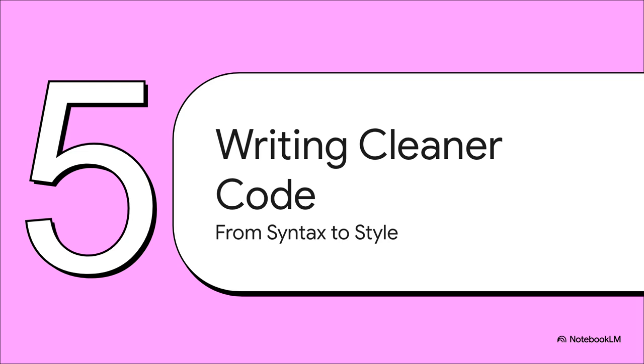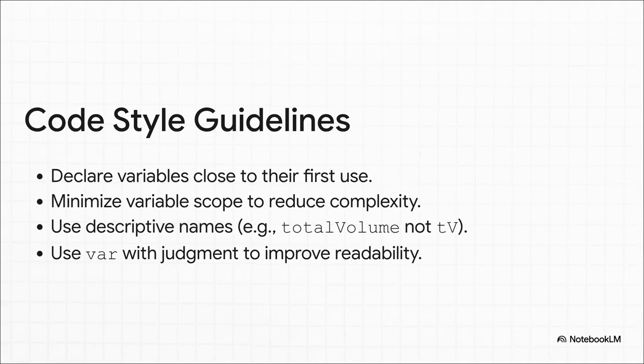All right, let's bring all of this home. Because knowing the rules of the language, the syntax, that's just step one. Using those rules to write code that's elegant, clear, and easy to maintain, well, that's a whole other skill. It's about developing good style. So here are some really solid guidelines. Always try to declare a variable as close as possible to the first place you actually use it. It just makes code so much easier to follow.